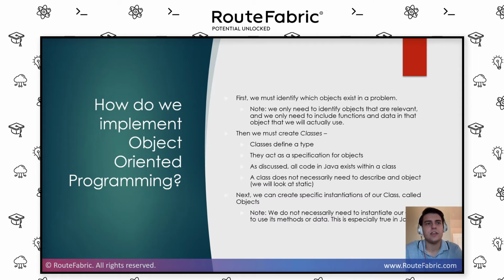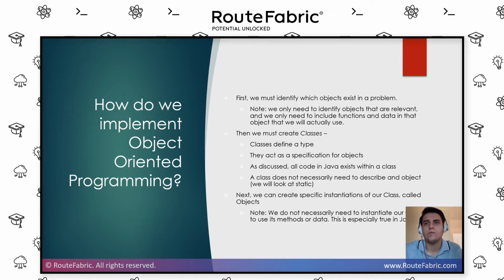So how do we actually implement object-oriented programming? First, we have to identify which objects exist in a problem. If we're given a problem we need to solve and we need to write a program to solve it, we need to find out, okay, which individual objects can I see in this problem? If we go back to the hotel example, you could say, okay, I see a room object, and then I see a person object, and we can assign a person to a room, or we can assign multiple people to a room, that kind of thing.